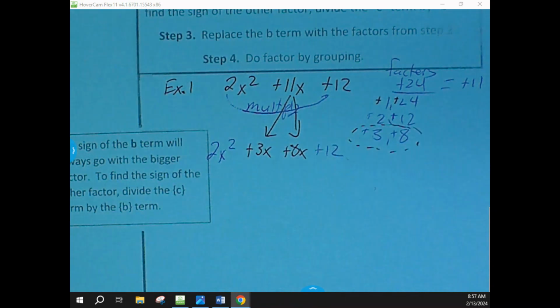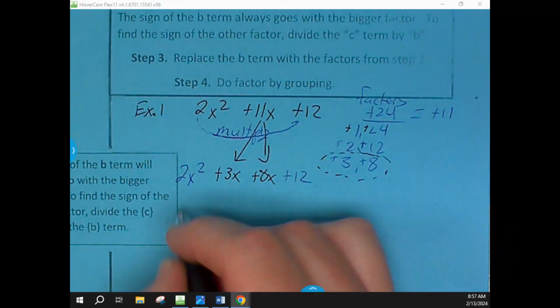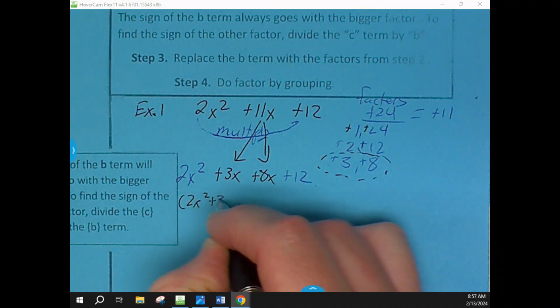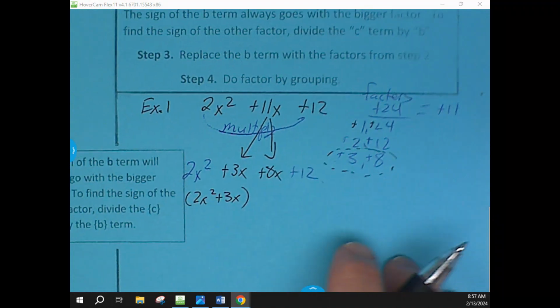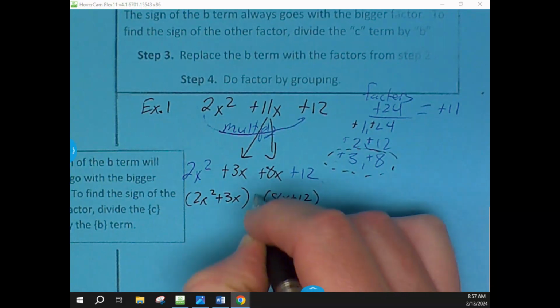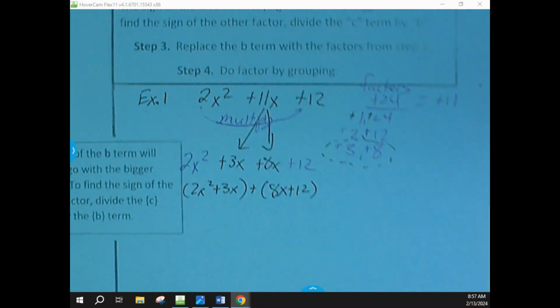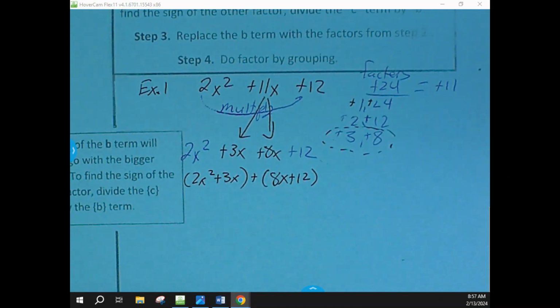So now we've gone from something with 3 terms to something with 4 terms, and now we're going to do factor by grouping because we've got 4 terms now. So we're going to group the first 2 terms together. We're going to group the last 2 terms together. And then we'll put the plus sign in the middle. Okay, and that way now there's nothing really new. It's just the same thing we were doing yesterday.